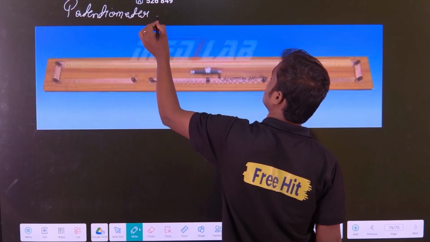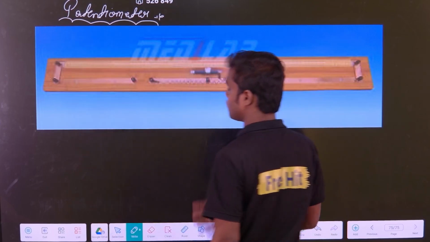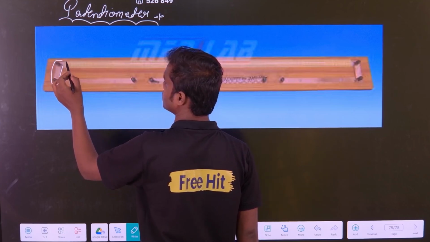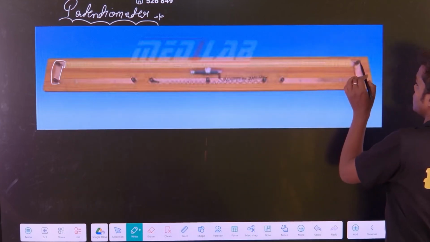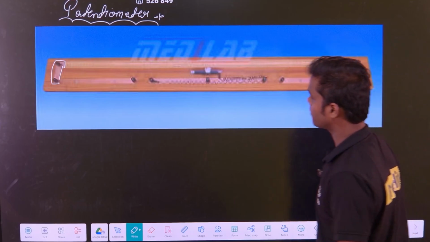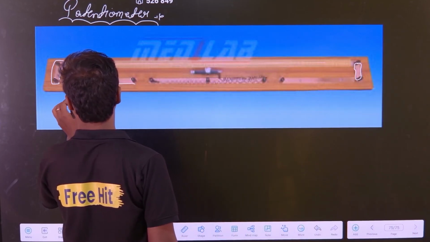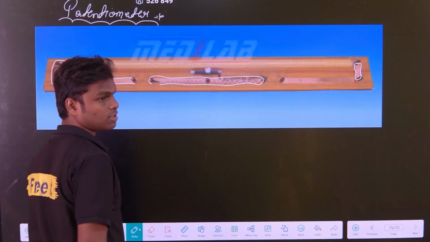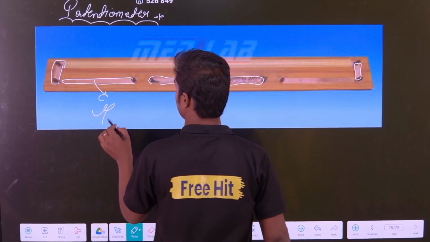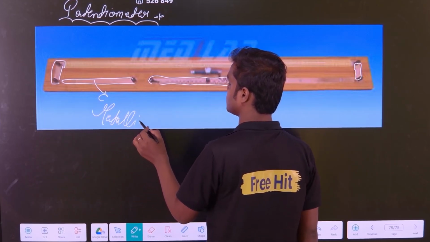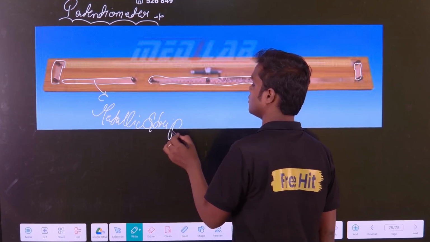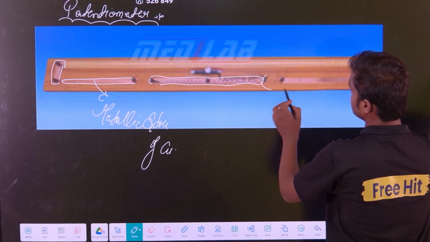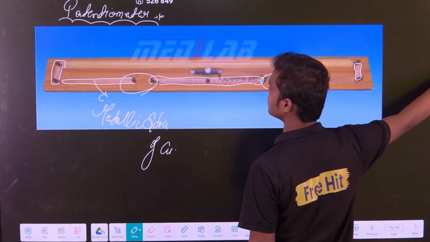Potentiometer. Okay, I will draw the diagram for you also. I understand it is not clear. You can see there are metallic strips here. There is one metallic strip here, another metallic strip here, and one like this here also. These are metallic strips, basically of copper. Then you can see there is some free space here, and some free space here also.